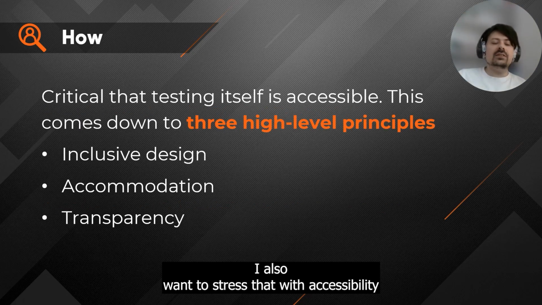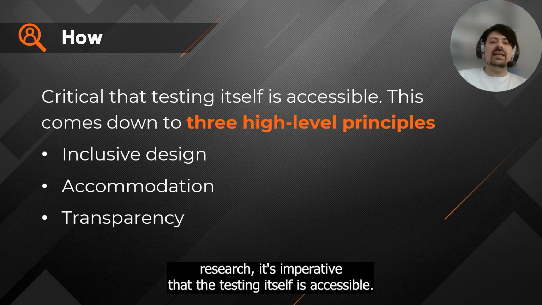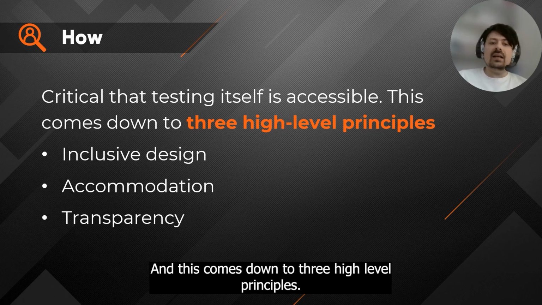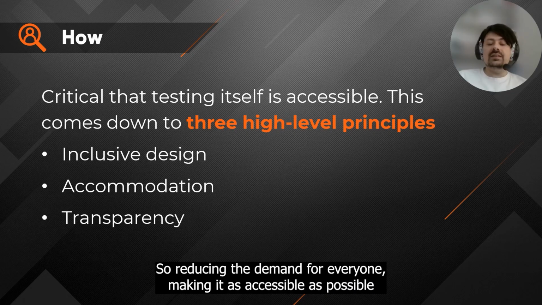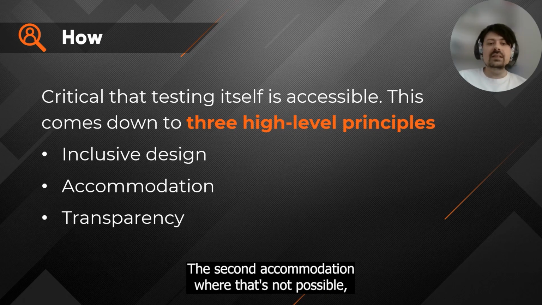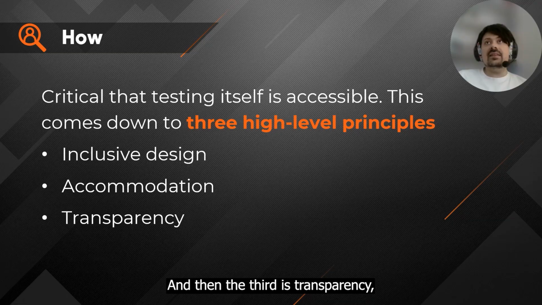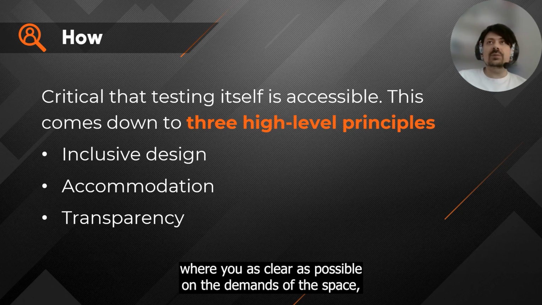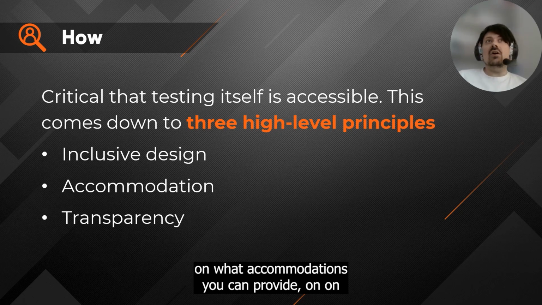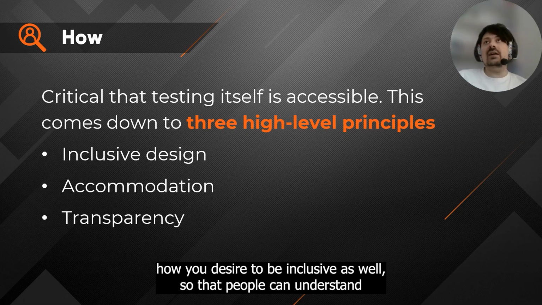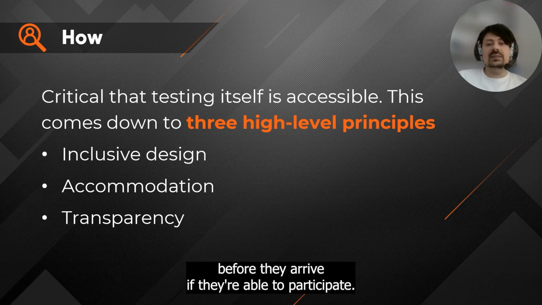I also want to stress that with accessibility research, it's imperative that the testing itself is accessible. And this comes down to three high level principles. The first, inclusive design, so reducing the demand for everyone, making it as accessible as possible for everyone. The second, accommodation, where that's not possible, you make accommodations and you make those available to as many people as possible. And then the third is transparency, where you're as clear as possible on the demands of the space, on what accommodations you can provide, on how you design it to be inclusive as well, so that people can understand before they arrive if they're able to participate.